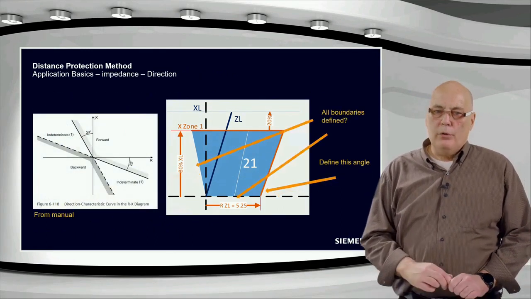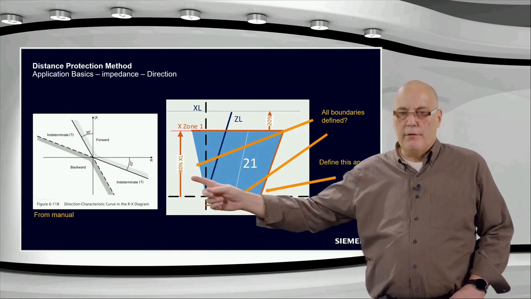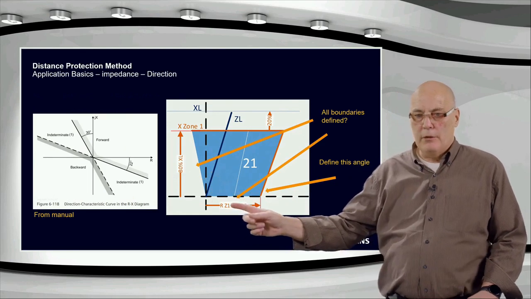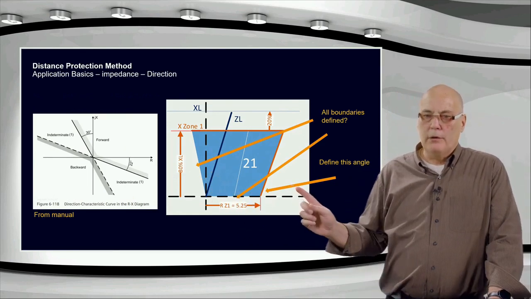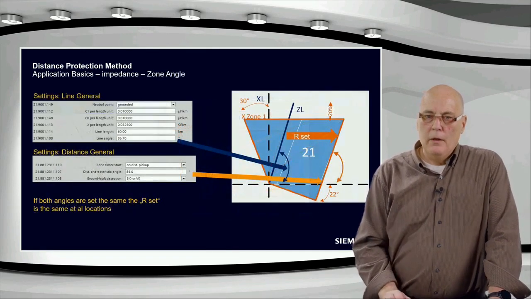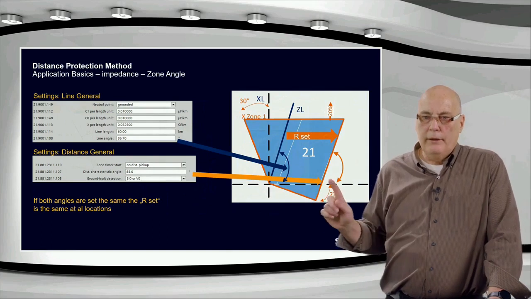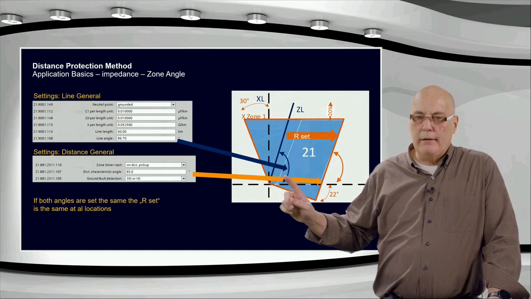And if you look here, just to summarize again, the direction from the relay manual, this was the 30 degrees in the second quadrant to minus 22 degrees in the fourth quadrant. So those are given, but we are still left with this angle over here. And this angle over here, you can see, is typically set the same as this angle here. Now, what are these angles?